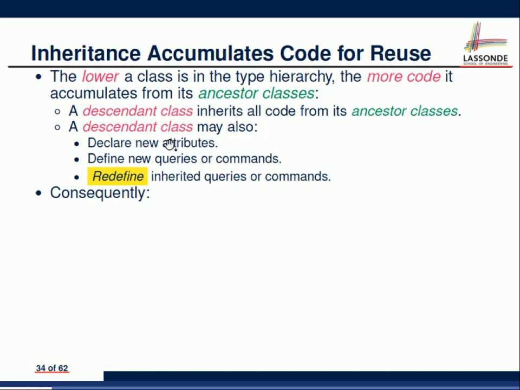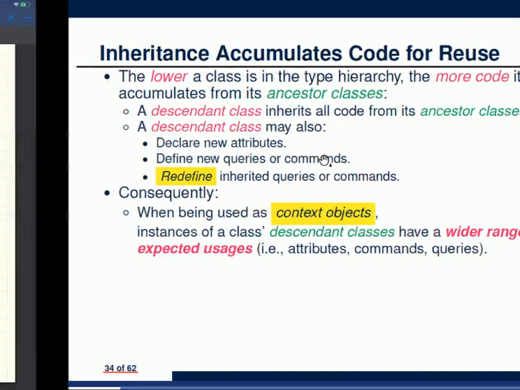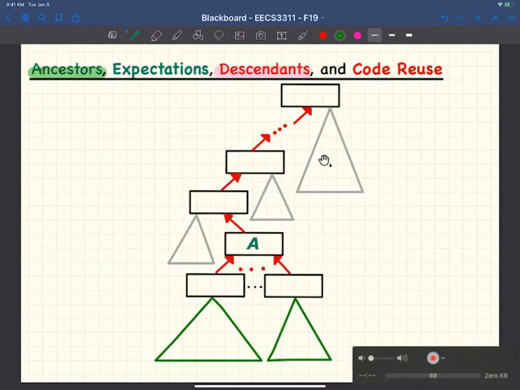You can declare new attributes, you can define new queries or commands, you can even redefine the things that you inherit from your parents or ancestor. Okay, so this slide is really important. What's the consequence of this? Every time you actually have context objects, so basically what I mean is, if you compare these two, let me just use a different diagram over here.